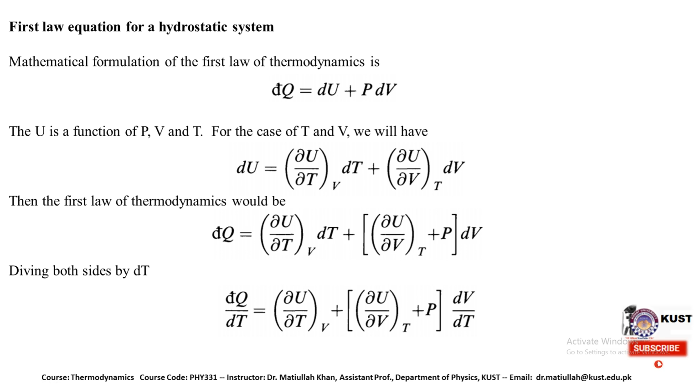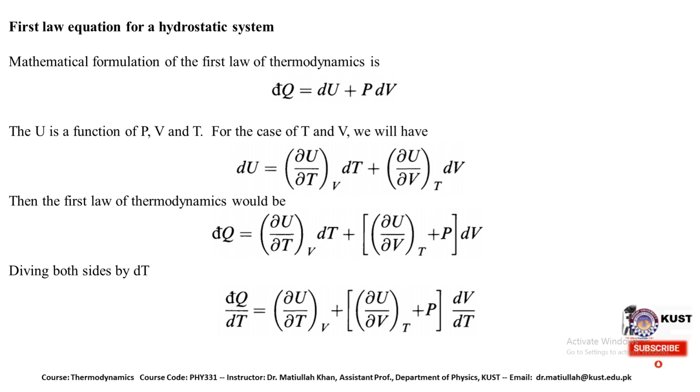Here U, the internal energy, is a function of 3 thermodynamic coordinates: the pressure, volume and temperature. Of these 3 coordinates, 2 are independent while the third one is dependent. If we consider T and V, this equation can be written as dU = (∂U/∂T) at constant volume dT plus (∂U/∂V) at constant temperature dV. This is the simple equation of dU.